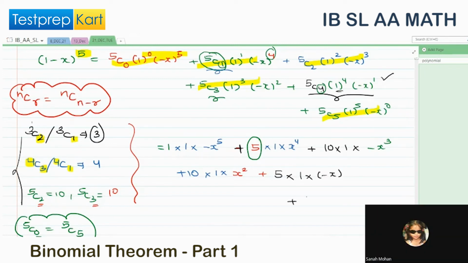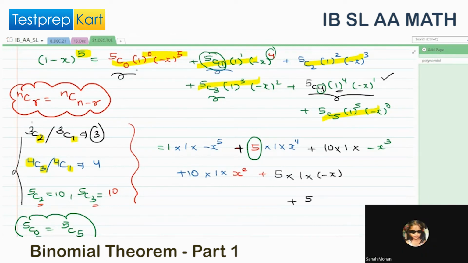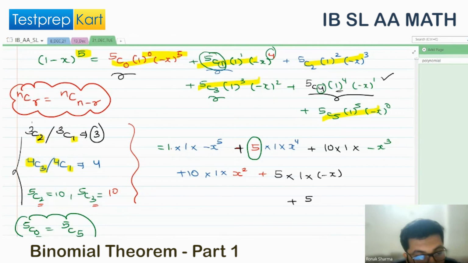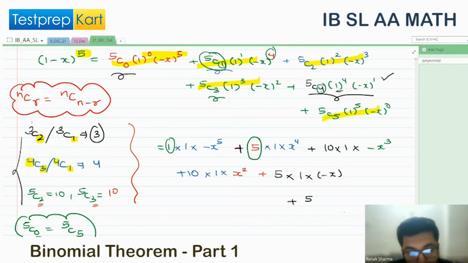Then the last thing, 5C5 will be equal to 5C0. What was 5C0? It's one. So 5C5 will also be 1. Then we have the last thing, that is 1 power 5 is 1 and minus x power 0 will be 1. Whenever power is 0, the value is 1.